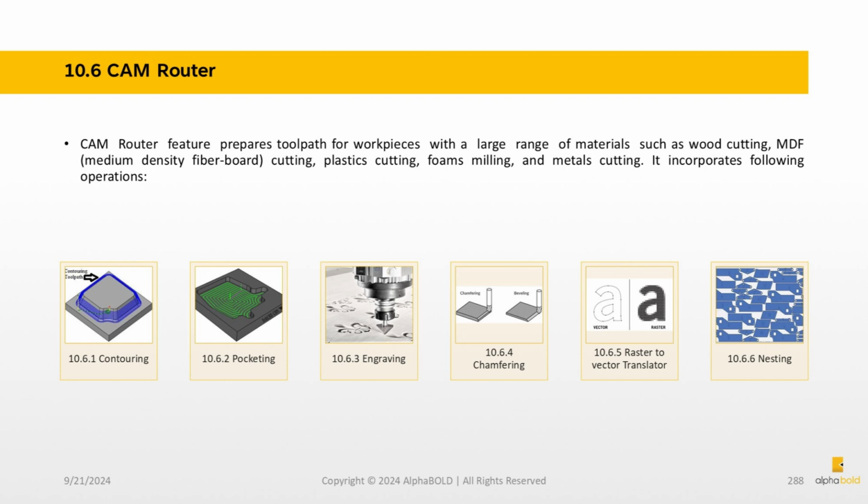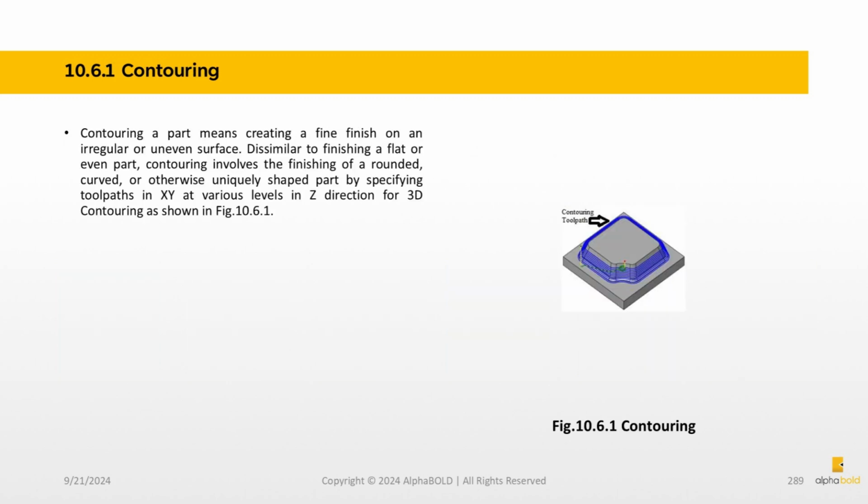Cam router feature prepares tool path for workpieces with a large range of materials such as wood cutting, MDF, medium density fiberboard, cutting, plastics cutting, foams milling, and metals cutting. It incorporates following operations: contouring, pocketing, engraving, chamfering, raster to vector translator, and nesting. Contouring a part means creating a fine finish on an irregular or uneven surface. Dissimilar to finishing a flat or even part, contouring involves the finishing of a rounded, curved, or otherwise uniquely shaped part by specifying tool paths in XY at various levels in Z direction for 3D contouring.